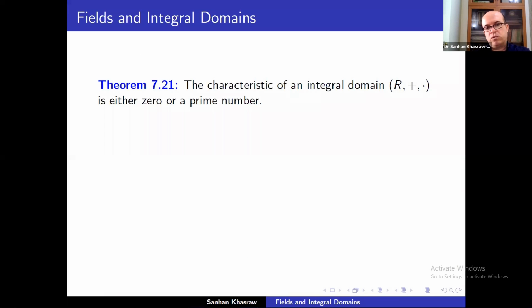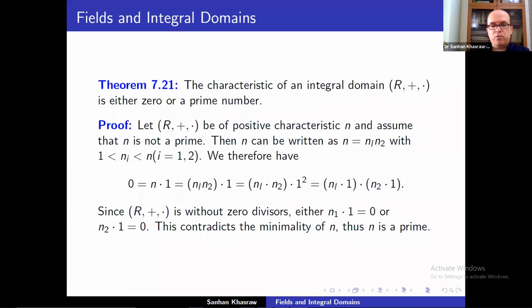So let's go back to the integral domain. What's the characteristic of an integral domain? The characteristic of an integral domain is either 0 or a prime number. So we don't have an integral domain with a composite characteristic. So let's look at the proof. I will use theorem 7.20 to prove this theorem.